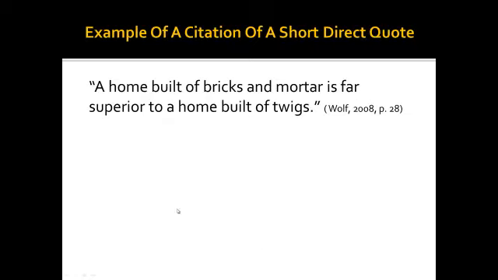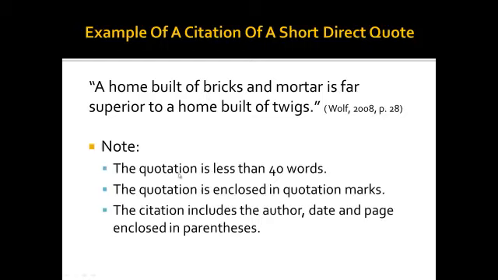Here's an example of a short direct quote. Notice, a home built of bricks and mortar is far superior to a home built of twigs. That is a quote, and it's enclosed in quotation marks. The author is Wolf. It was written in 2008, and we found it on page 208. So the quotation is less than 40 words. It's enclosed in quotation marks, and it includes the author's name, the date and page number, and it is enclosed in parentheses. These are simple, short, direct quote citations.